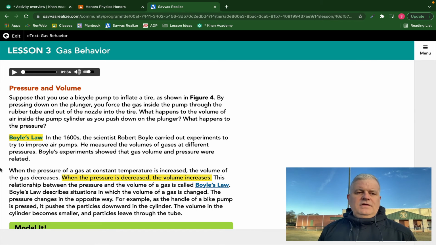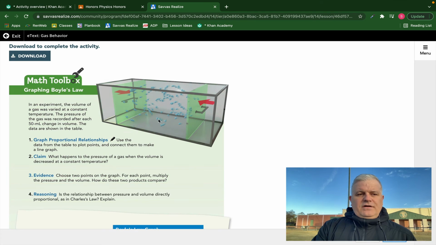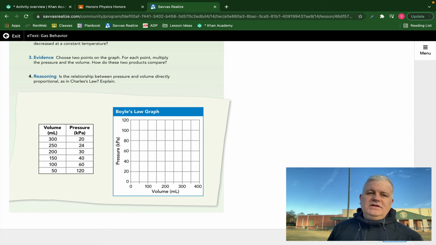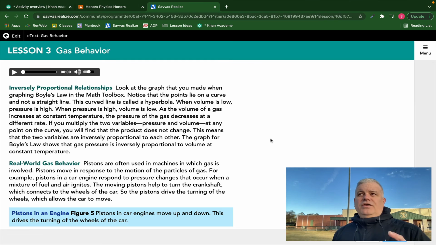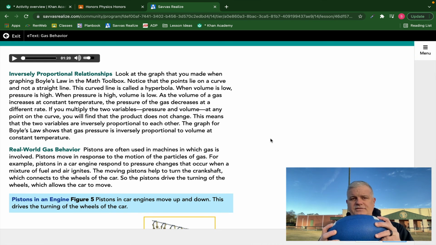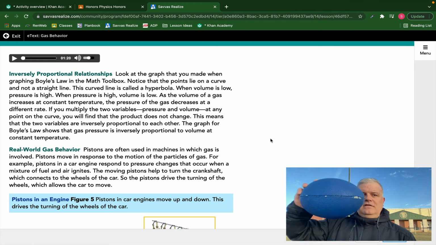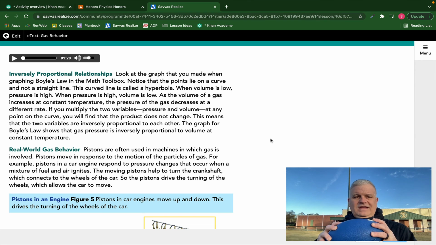And then we have this fascinating way to graph Boyle's Law, which we're going to do in class. I'm very excited about that. And we're going to close it out with inversely proportional relationships. So again, Charles' Law is when temperature goes down, volume goes down, like a football. Boyle's Law, when the pressure goes down, the volume goes up, so it's inversely proportional. So we're going to talk about that.